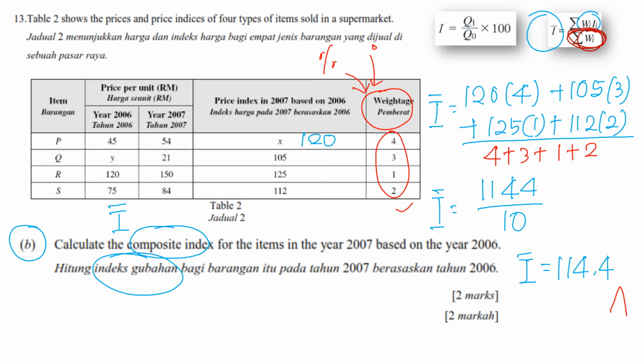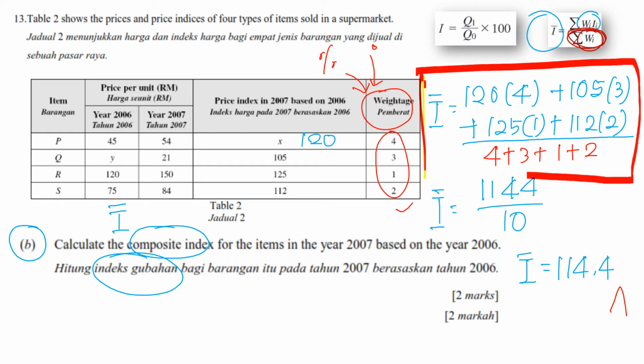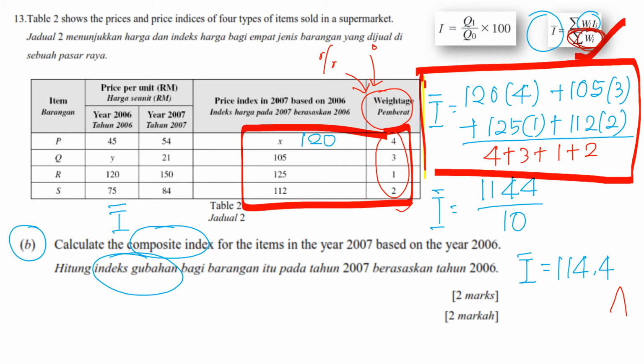So where are the 2 marks? Let's check. Did you substitute correctly all the information from here by using the formula correctly? Yes, then you get 1 mark. Did you press the calculator correctly? If yes, then here 1 mark. So that's how you get your 2 marks. Easy, right? Okay, then let's continue to the next part.